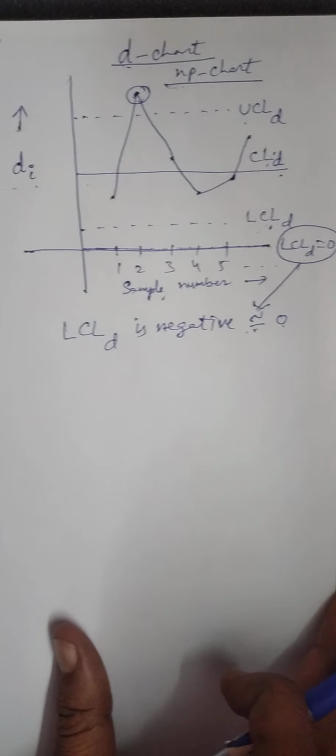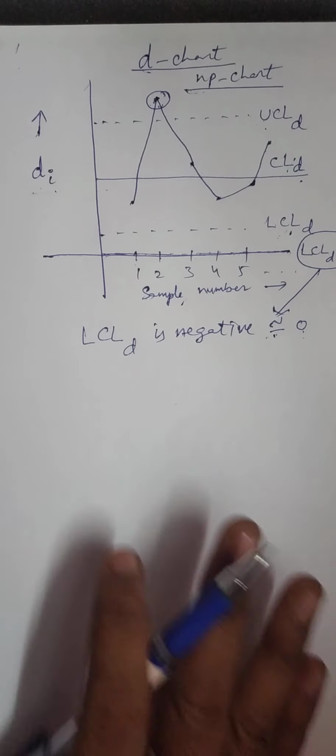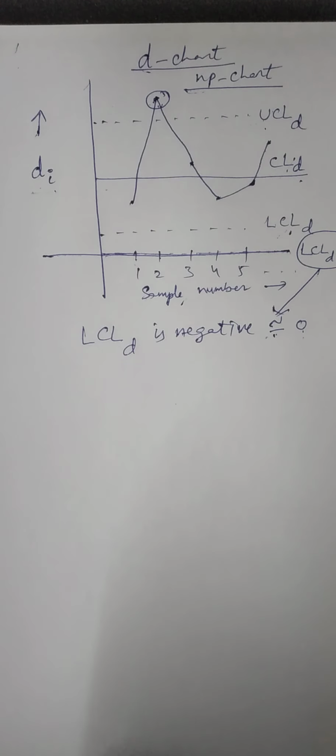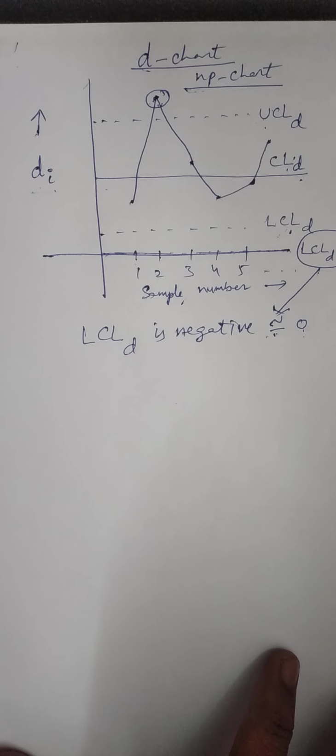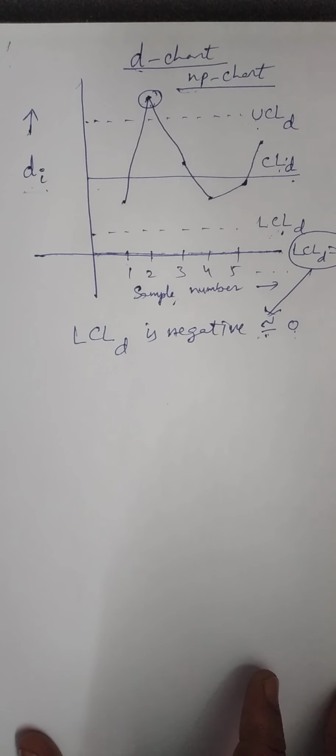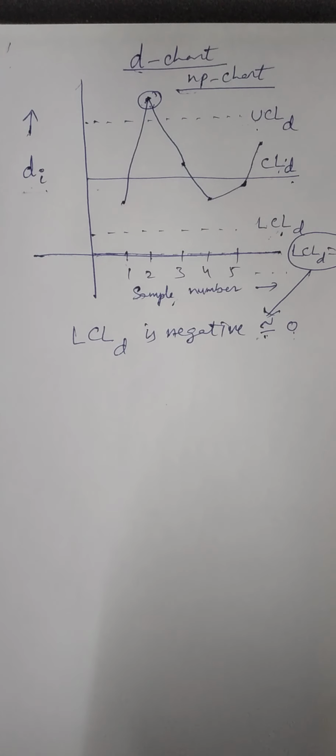Hope you understand. This is the construction of the D chart, the control chart for number of defectives, not fraction defective. It is also known as the NP chart. Kindly read all the points very carefully. Thank you.